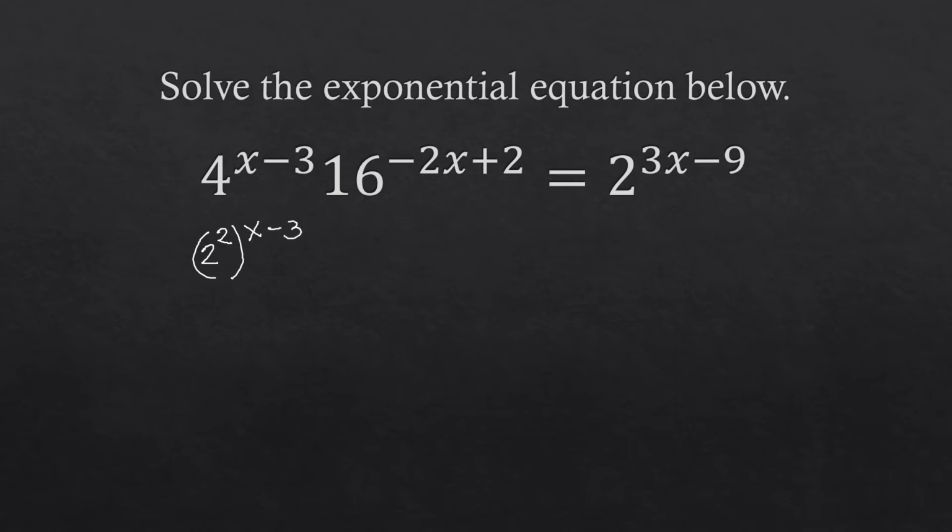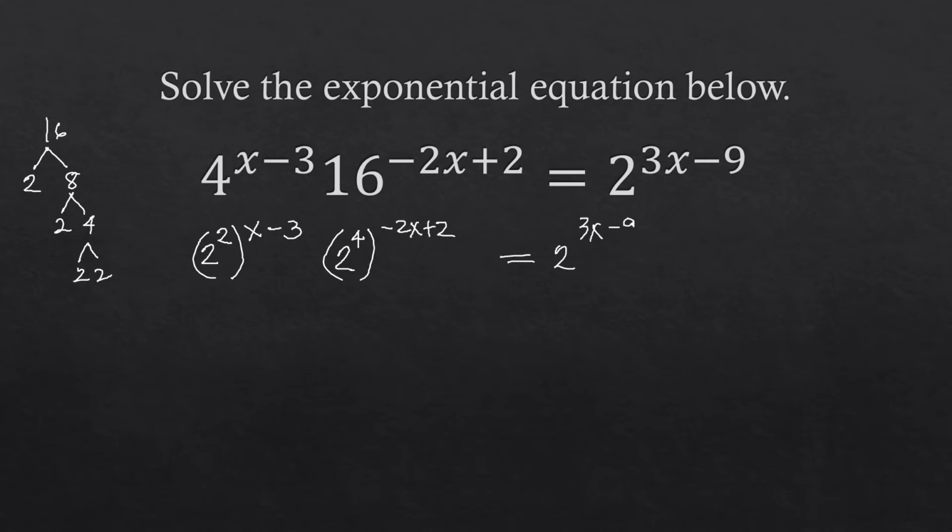Next, we have 16. 16 can be expressed like this. If we try to get 2 out as the base, we have 2 here and 8. From 8, we have 2 and 4. From 4, we have 2 and 2. So we have 1, 2, 3, 4 twos in there. That would simply mean our base 2 has an exponent of 4 for that 16. And again, we have an exponent here, which is negative 2x plus 2. We copy that, and this is equal to 2 to the power of 3x minus 9.